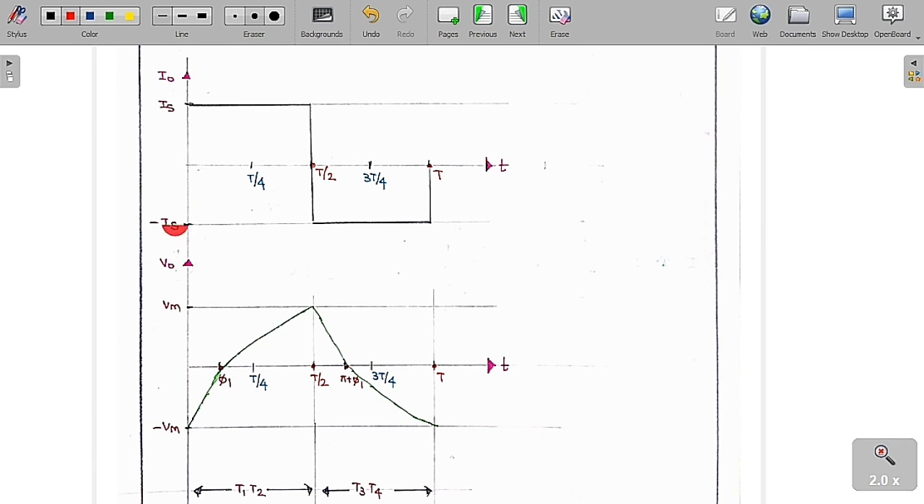I have already told you the output current will be in this format. From 0 to T by 2, T1, T2 are on, so the output current is equal to plus Is, whereas from T by 2 to T, the output current is equal to minus Is. Also, from 0 to T by 2, whenever T1, T2 are connected, the output voltage is equal to plus Vin, whereas from T by 2 to T, T3, T4 are connected, so Vo is equal to minus Vin. That is the thing you need to always remember.